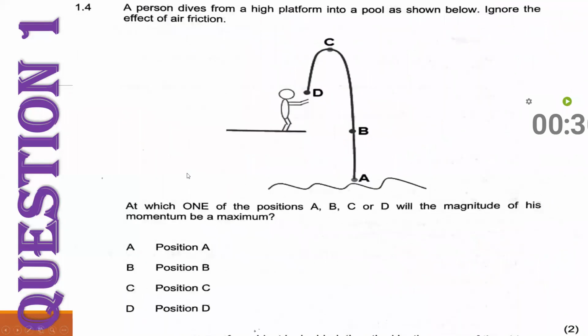So answer is D. Yes, 1.4, projectile motion. This is easy one. They're asking you maximum momentum. Just we are taking object, going up from B to C and then coming down. Which position object has maximum velocity? This object getting maximum momentum. Yes, velocity also important, but they're asking you momentum.